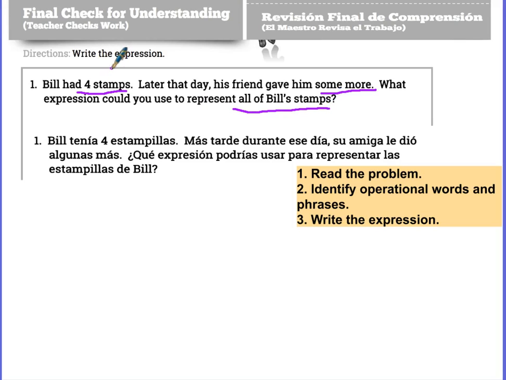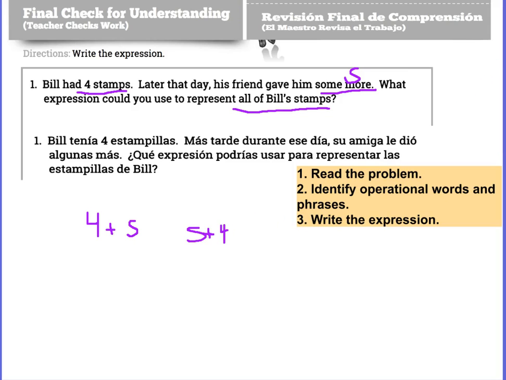Well, I know that he had 4. That number is not going to change, so that's my constant. Later that day, his friend gave him some more stamps. So I'm going to put S to represent the variable for what his friend gave him. And I want an expression to represent all of Bill's stamps. So I know he had 4, and I know that his friend gave him some more stamps. So I have 4 plus S, or you could also write it S plus 4.